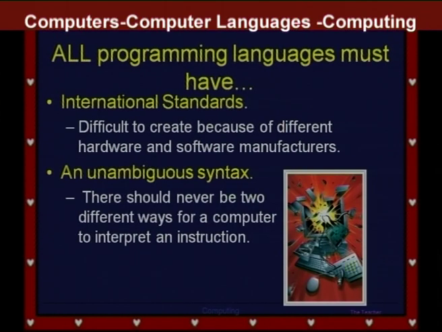There should never be two different ways for the computer to interpret our instructions. Suppose two different languages follow two different standards. Then interpreting those two languages to machine is very difficult, because it is highly dependent on the language. So you need to reduce the dependency. Reducing dependency means you are following some standards.